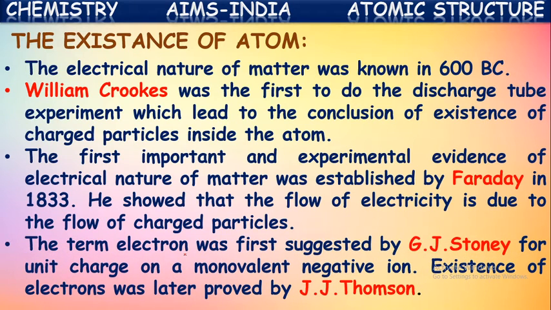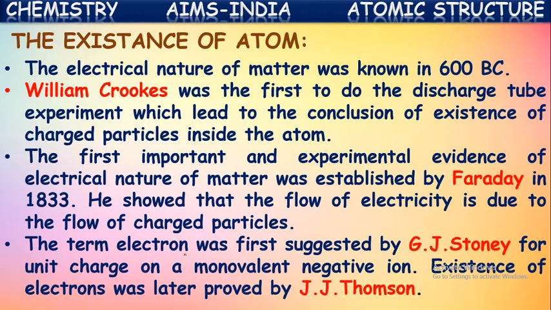Next, the term electron was suggested by G.J. Stoney. The term electron is the term given for the charged particle present inside the atom. So the term electron was suggested for the first time by the scientist G.J. Stoney for unit charge on a monovalent negative ion. Monovalent means a single charge. So the ion with a single negative charge was given the name electron by the scientist G.J. Stoney. So one unit negative charge is called an electron.